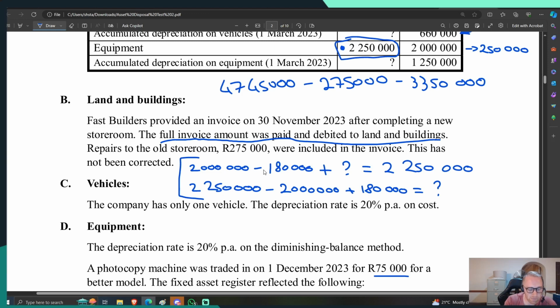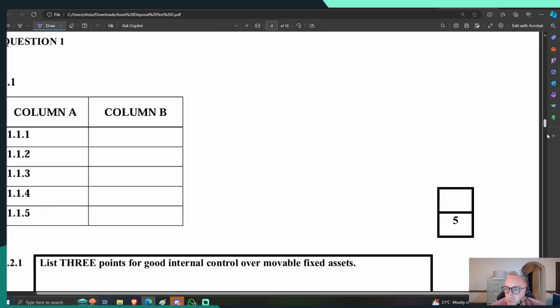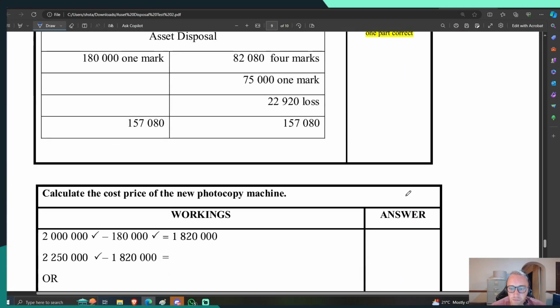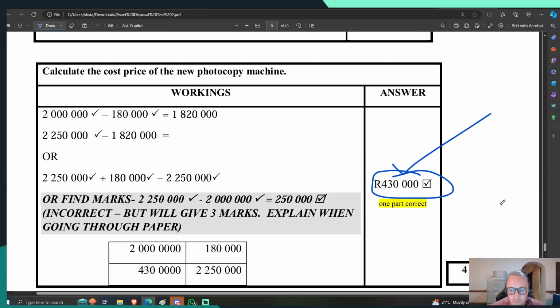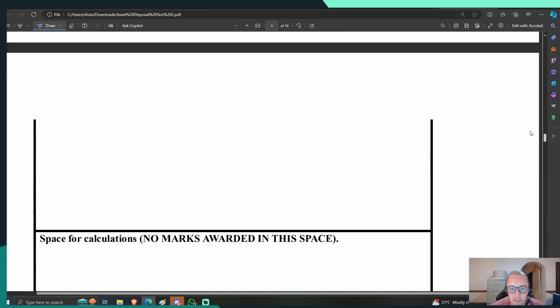So let's see. 2,250,000 minus 2 million plus 180,000 is 430,000. So I'm just going to write here 430,000. Let's see if we got that right. Let's go down to the model answer. Yep, 430,000. Done. All right, and then I think there's one more.